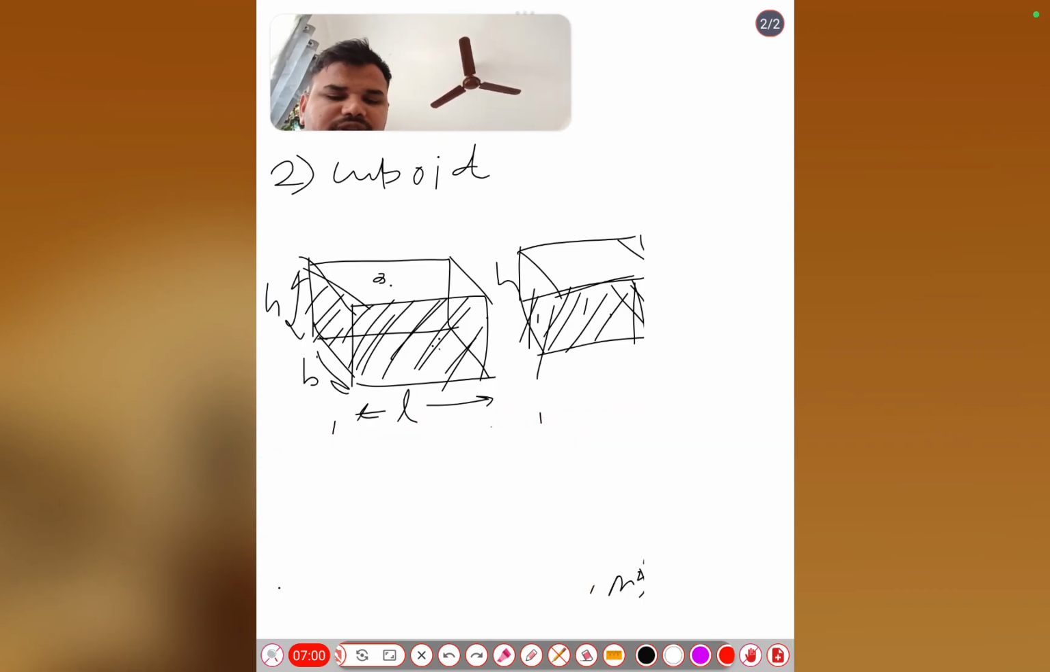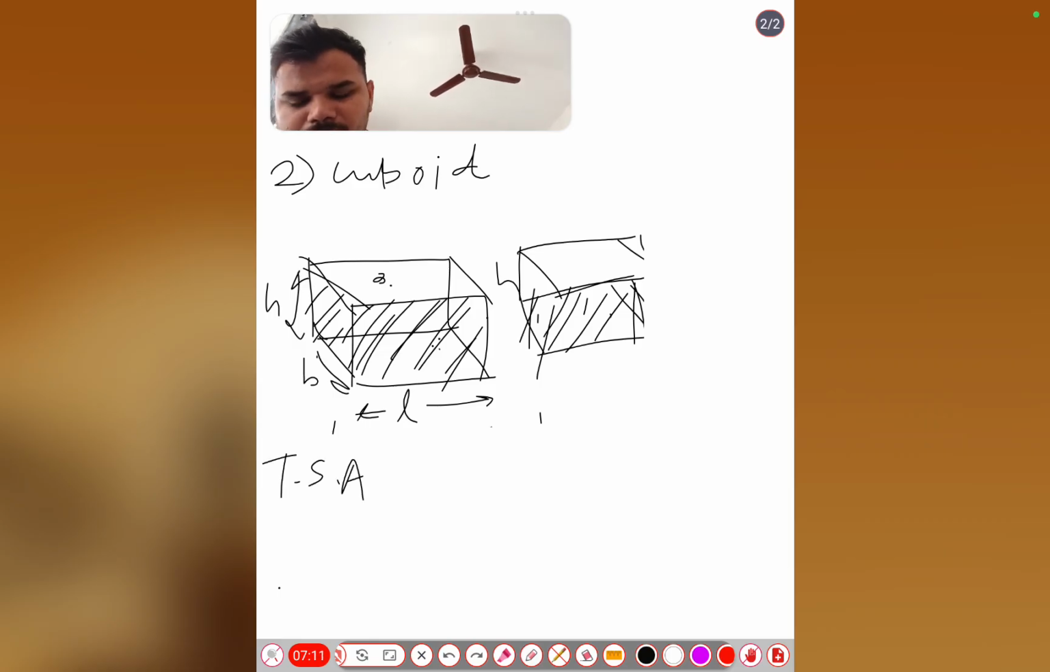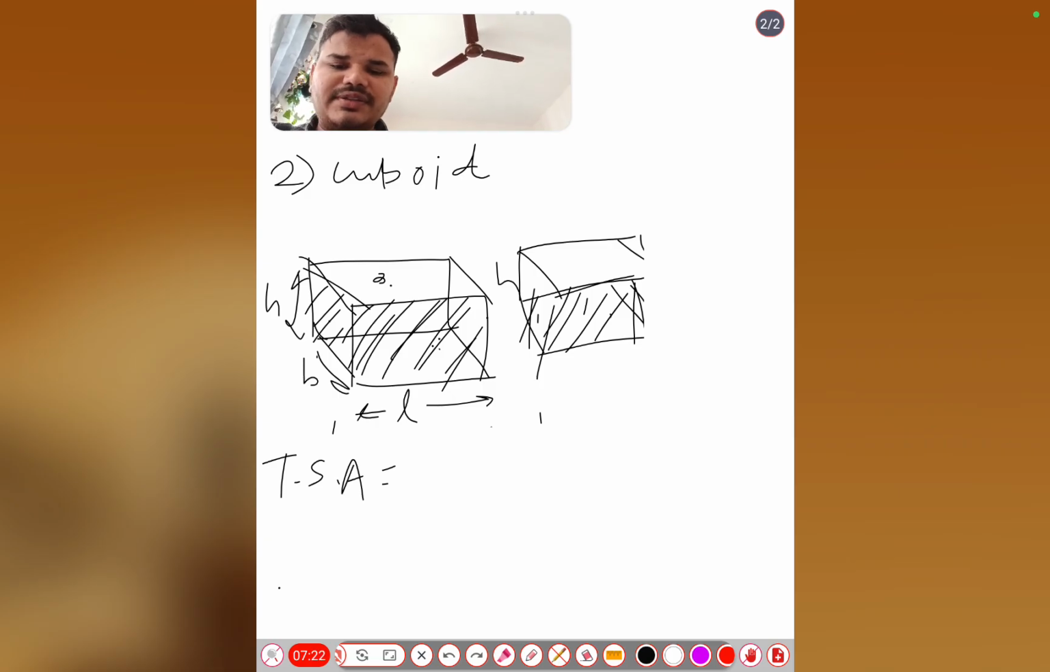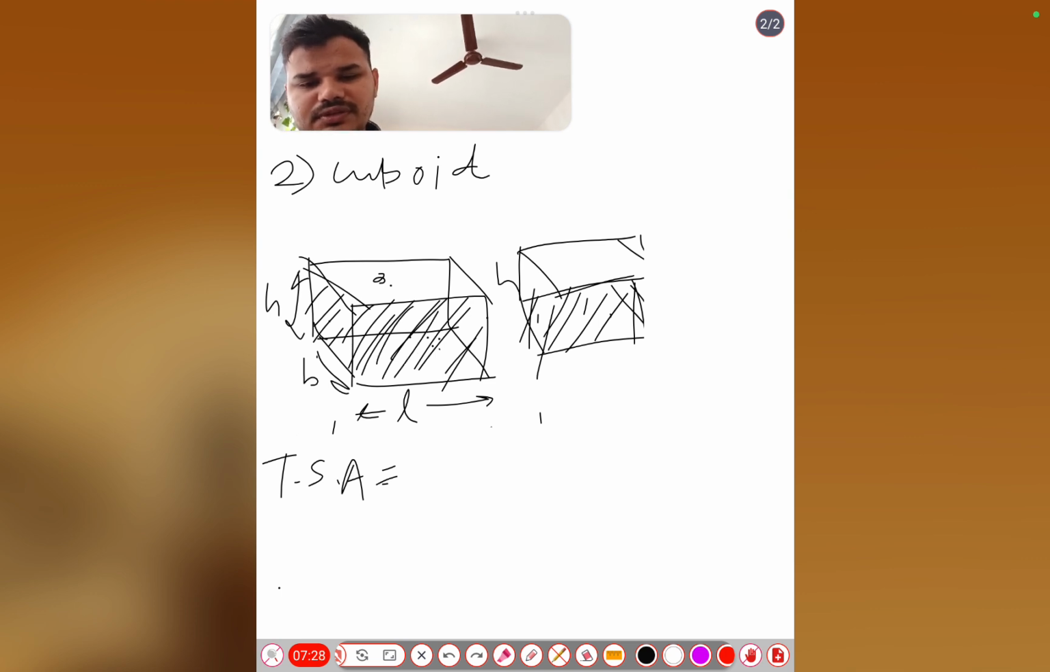That formula is nothing but the total surface area of the cuboid. So we can write: total surface area of the cuboid equals, we have a total of 6 surfaces. The 6 surfaces: the area of the first surface is length into H. You can take this one.